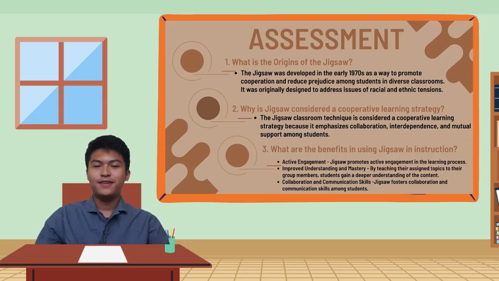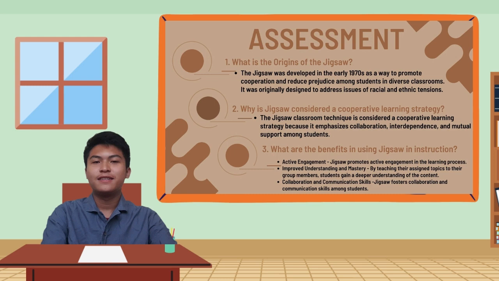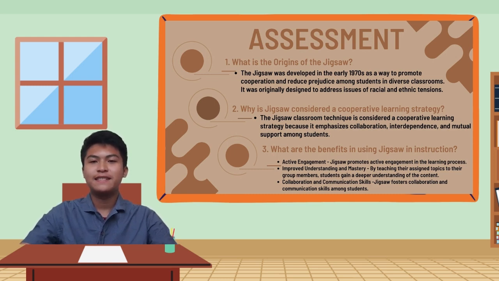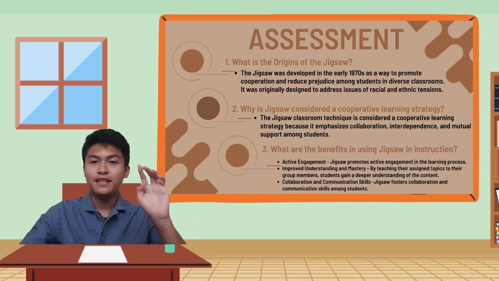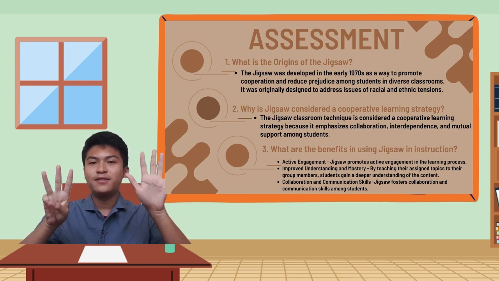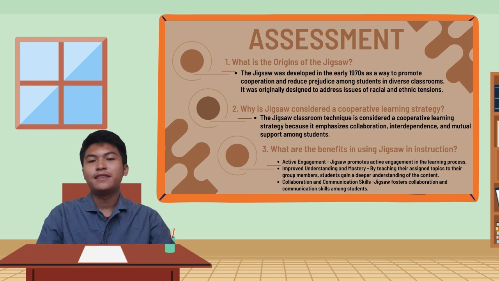So, what is the Jigsaw? Well, the Jigsaw is a cooperative learning strategy developed by Elliot Aronson in the 1970s. The strategy involves dividing a classroom into small, diverse groups of 6 or 8 students, with each student taking on a unique role within the group. The students then work together to complete a task or project, with each student responsible for contributing to their part.